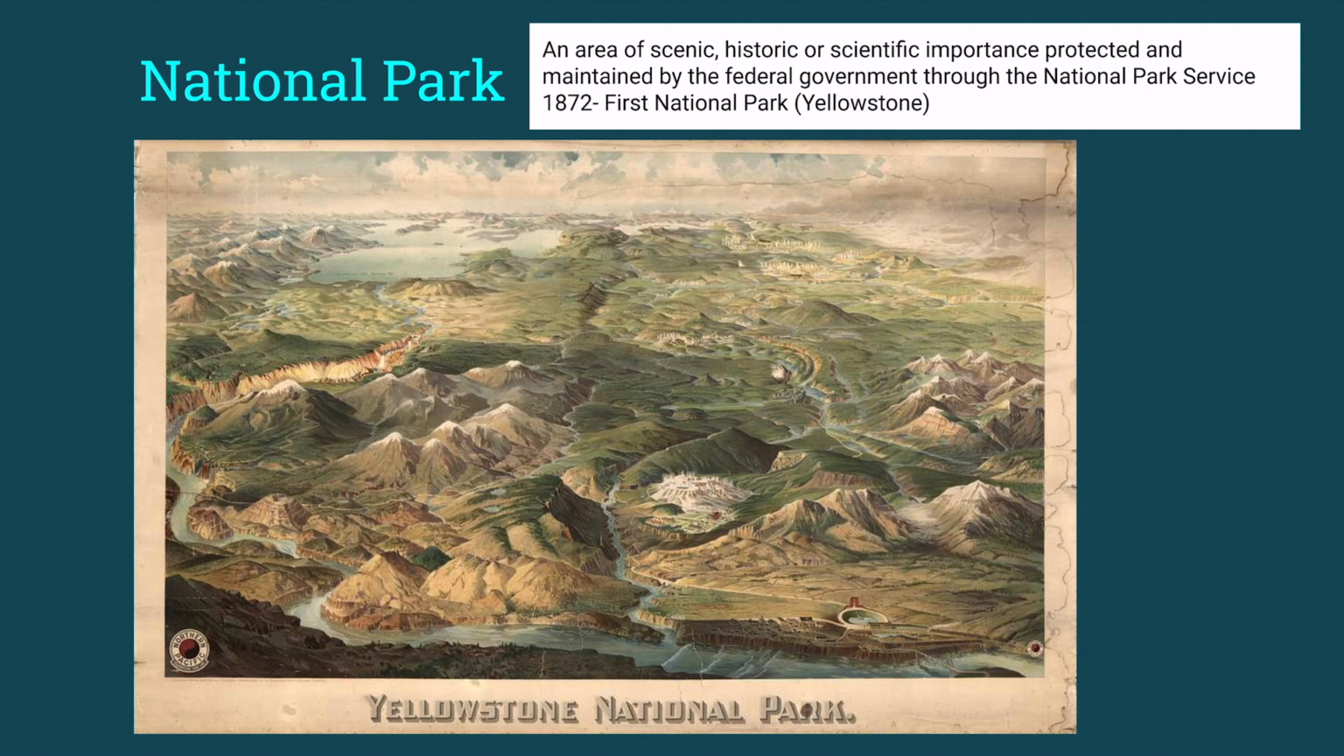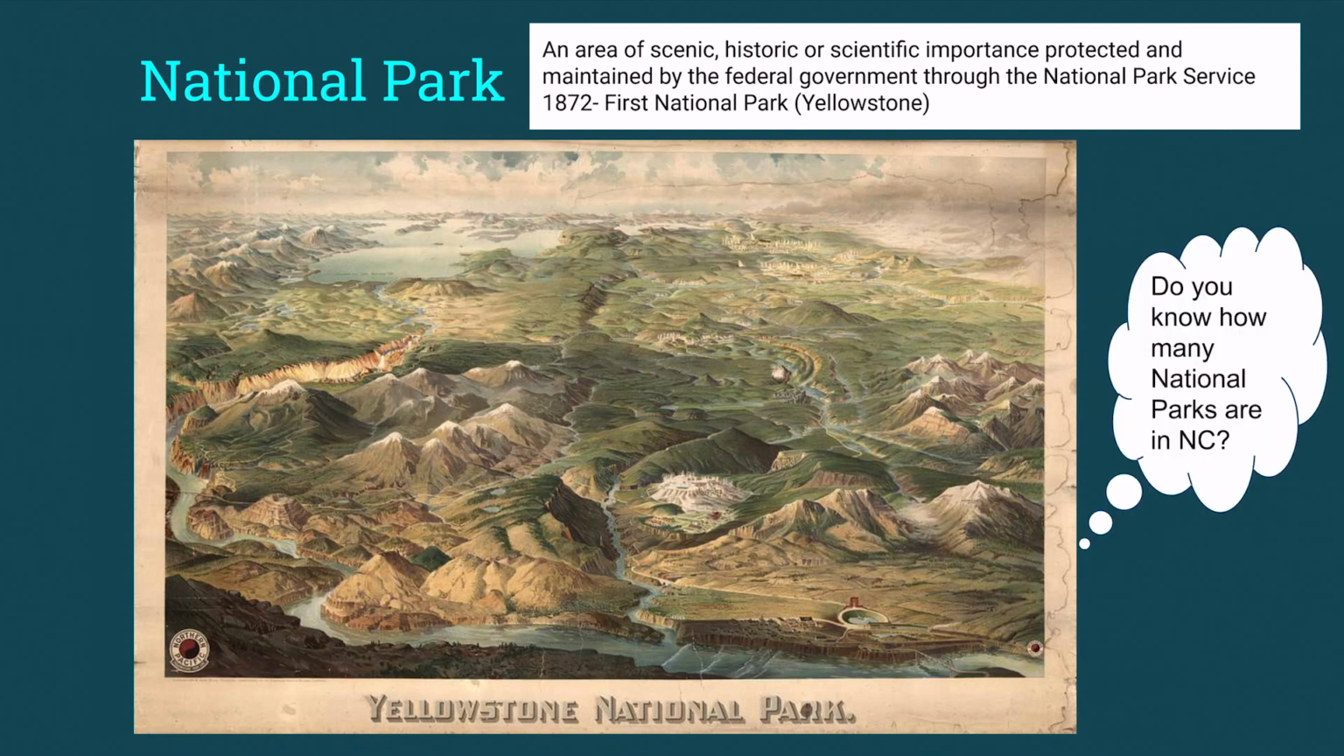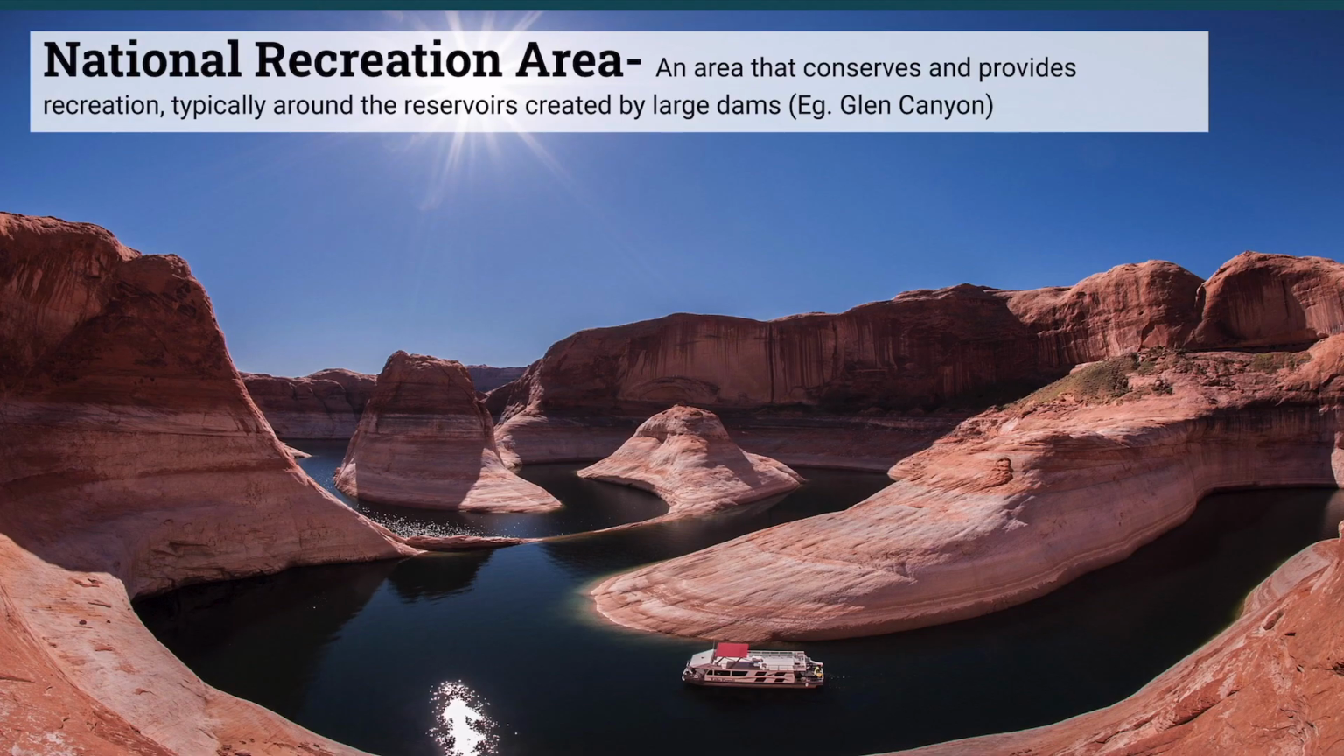These are areas of scenic, historic, or scientific interest that are protected and maintained by the federal government through the National Park Service. And do you know how many national parks are in North Carolina? There are actually 10 national parks in North Carolina, and there are also 41 state parks. National recreation areas are places that conserve and provide recreation. These are usually around reservoirs created by large dams. For example, what you're seeing here, which is Glen Canyon.